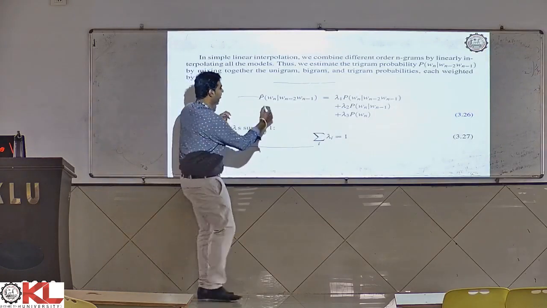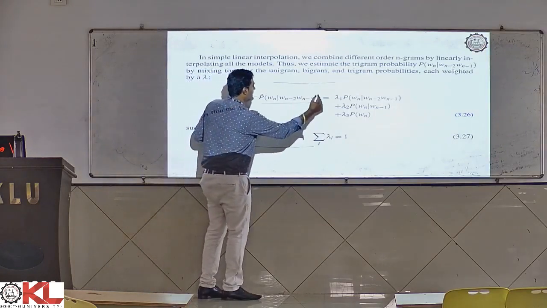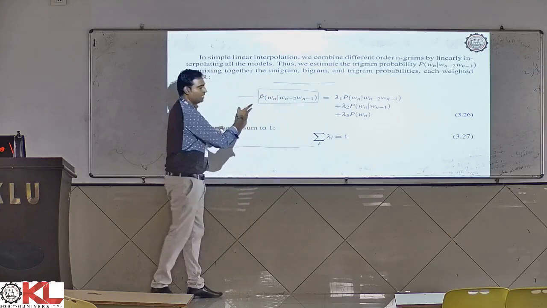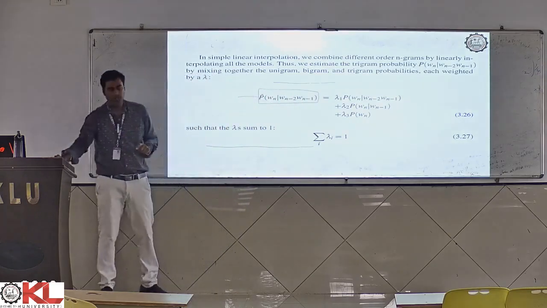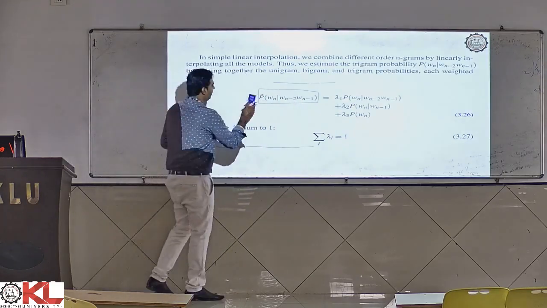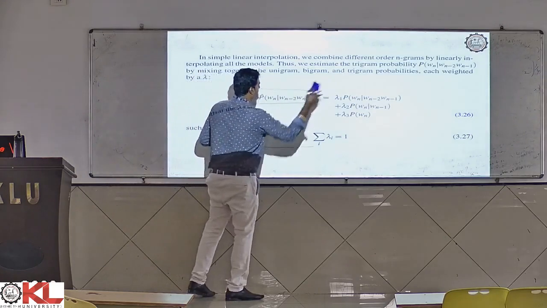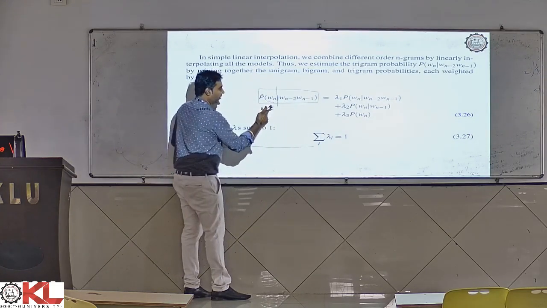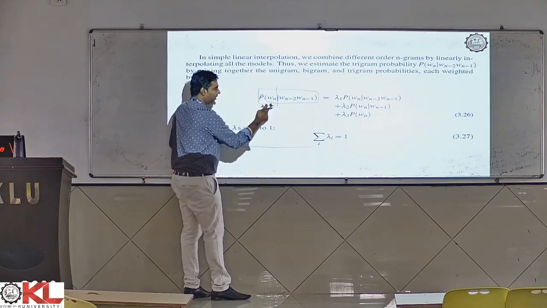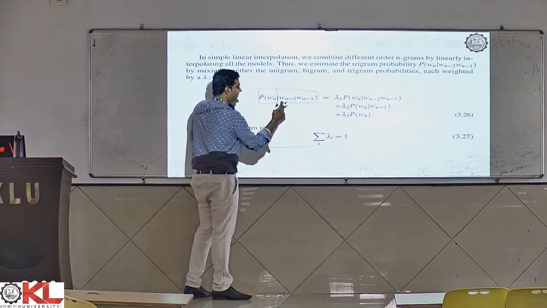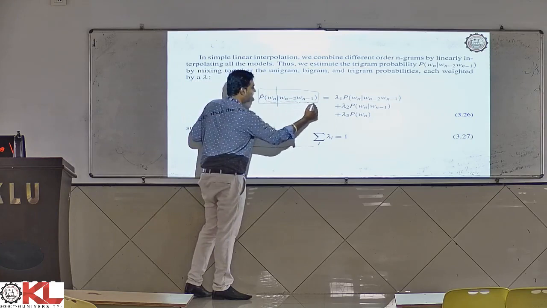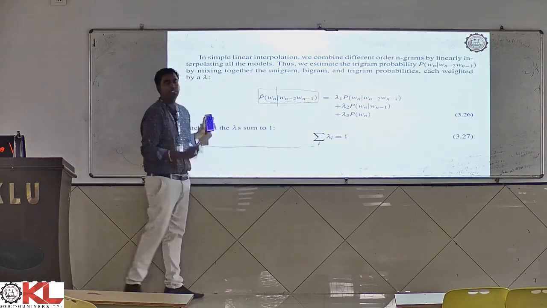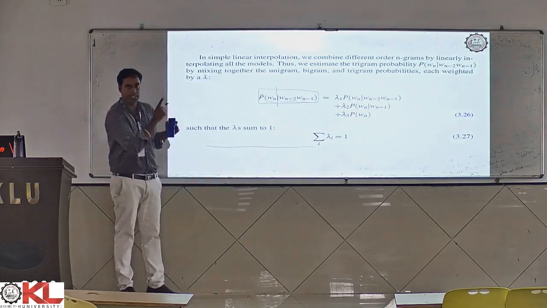I am going to find using trigram. So how am I saying this? I am going to find the probability of occurrence of a given word W of n if the two previous words are used. This is the concept for trigram.